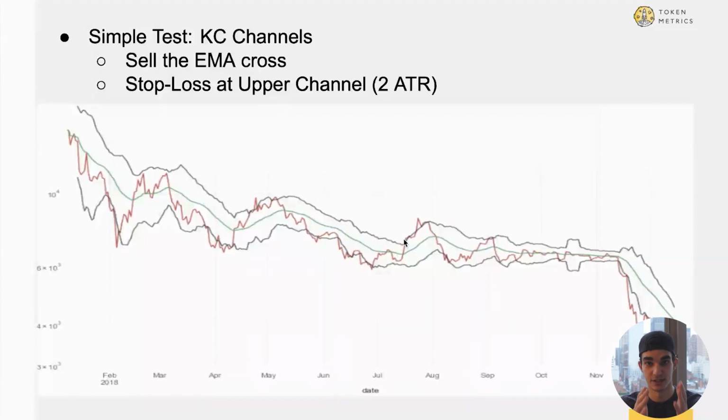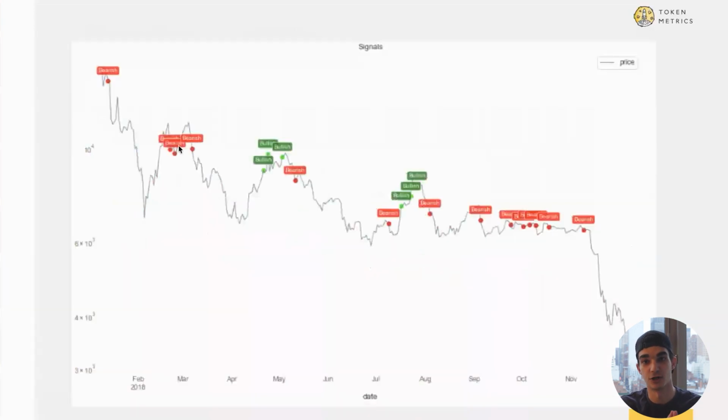All right, so let's actually see the signals visually. So here, all the red dots are where and when I opened a short position, and the green dots are essentially me hitting a stop loss. So you can ignore the consecutive ones. The first one is when I hit my stop loss the first time.